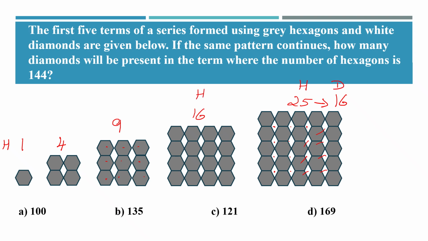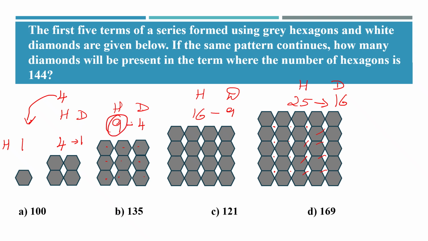With 16 hexagons, we have 9 diamonds. And here we have 9 hexagons and 4 diamonds. And here we have 4 hexagons and 1 diamond. Okay, I believe I found the pattern here. So if it's 4, then 1 diamond, which is the previous square number.